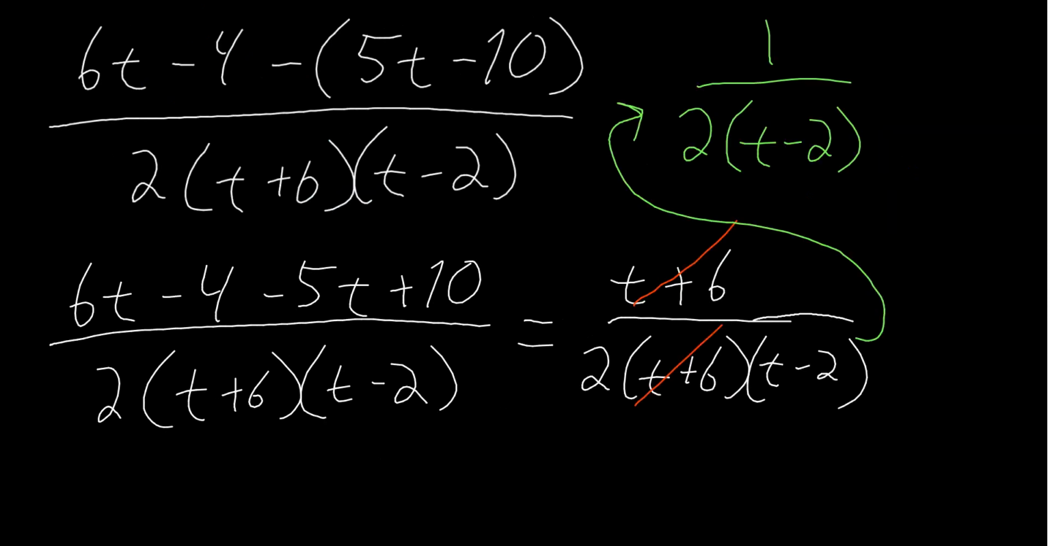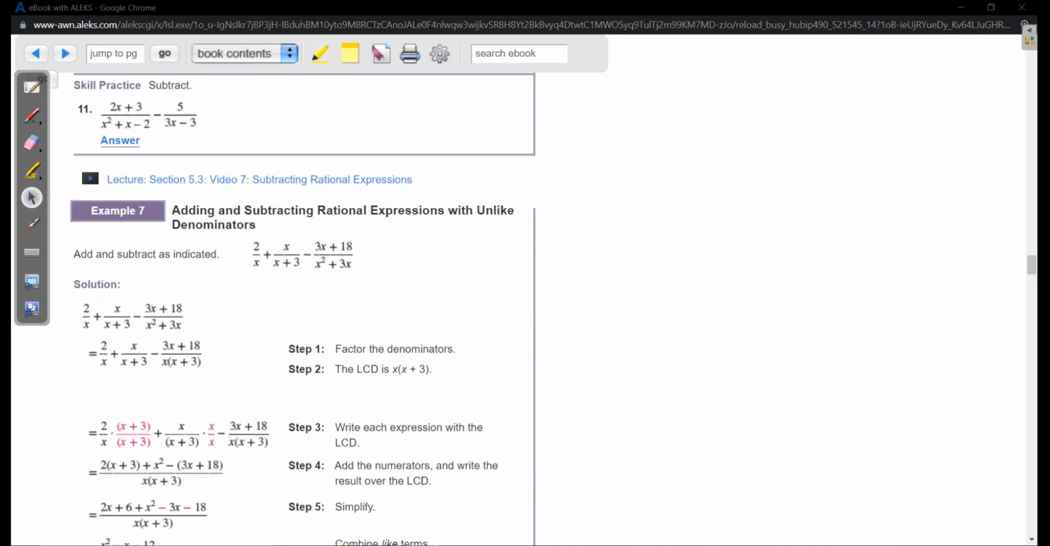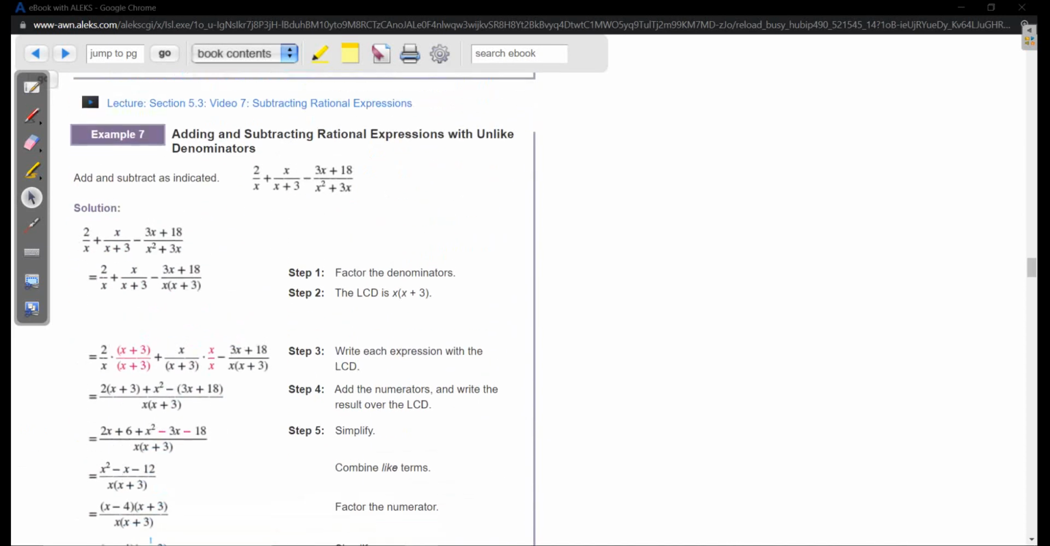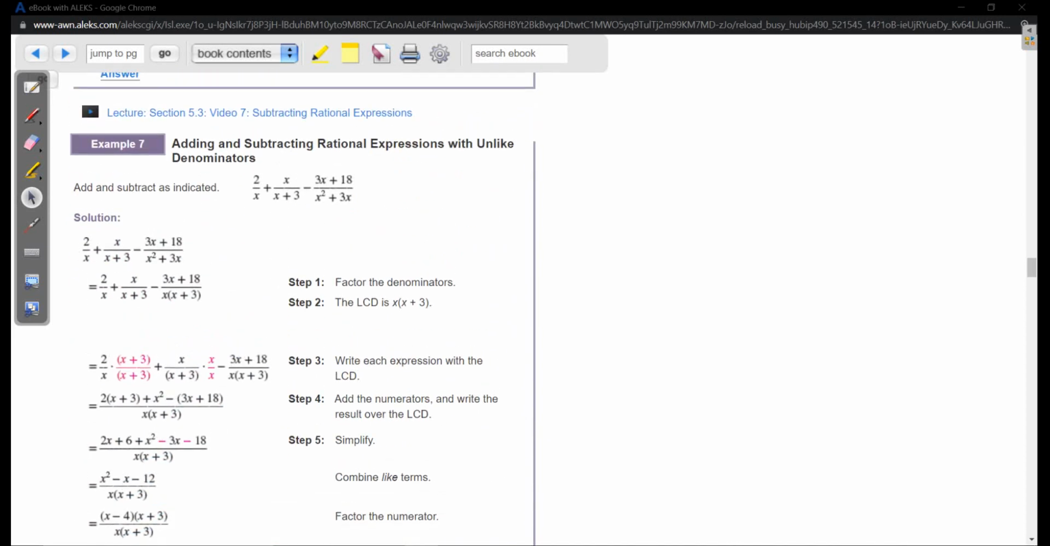That was example 6. We have 3 more. That doesn't look terrible. It looks horrible. Who am I kidding? All right, so this time it looks like we have 3 terms. Oh no.